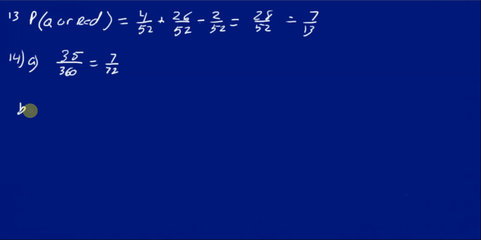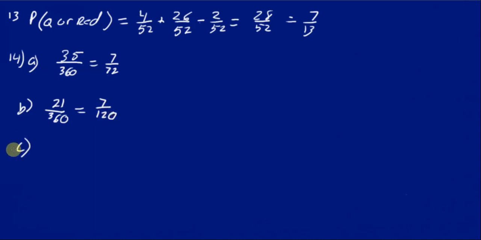B, not satisfied and a walk-in. So you go to the not satisfied row, the walk-in column, and they are going to overlap. And there are 21 that are not satisfied and they walk in. And it's out of that same 360. And that reduces down to 7 out of 120.